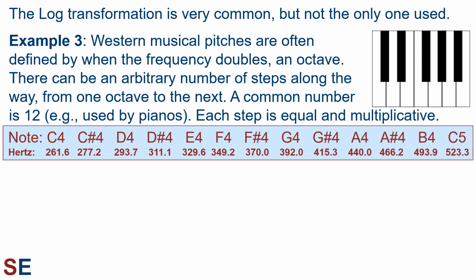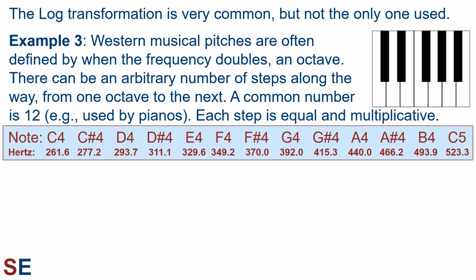Of course, there can be an arbitrary number of steps along the way from one octave to the next. A common number of steps in Western music is 12. For example, that's the one used by pianos. The set of 12 keys shown is repeated along the length of the piano for each octave. What's interesting is that each step is equal and multiplicative, with the same change for each of these 12 notes in an octave to get to the next set, which starts with double the frequency in hertz.